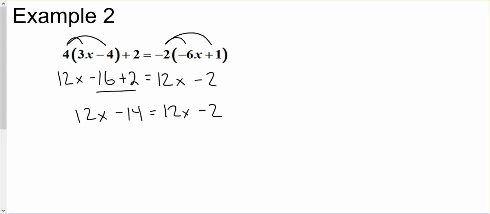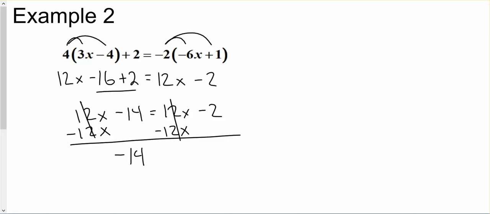And already you can see this kind of looks a little funny, because I've got a 12x on one side and a 12x on the other side, but these aren't the same. So what's going to happen? Well, either way we try to move this, when I subtract 12x, doesn't matter what our intentions were, they're going to cancel each other out and be 0, and we're going to be left with negative 14 equals negative 2.